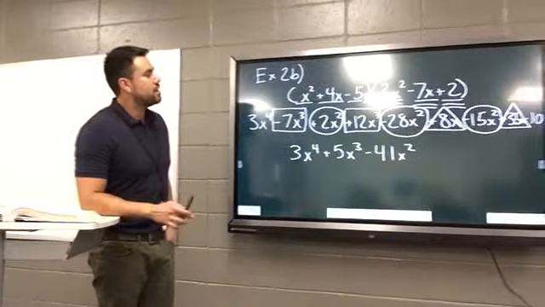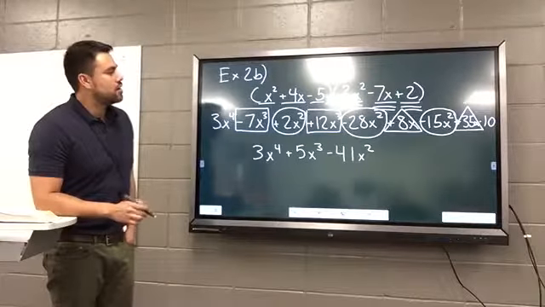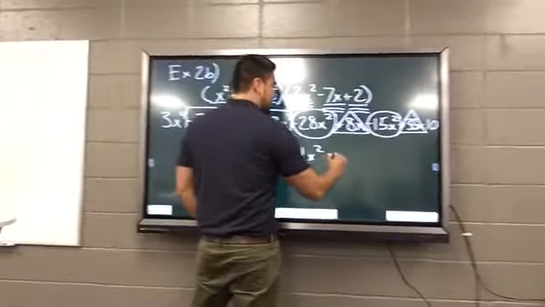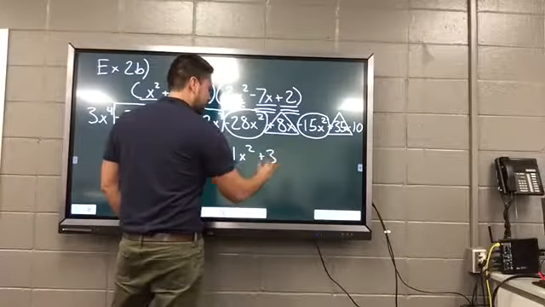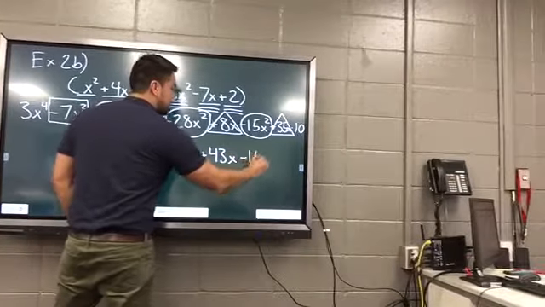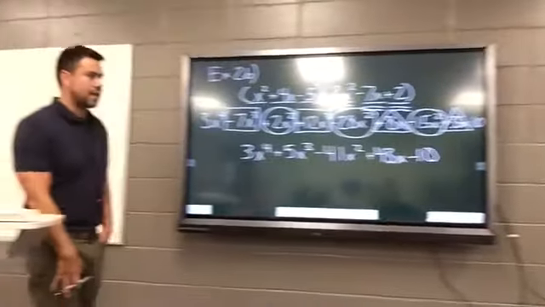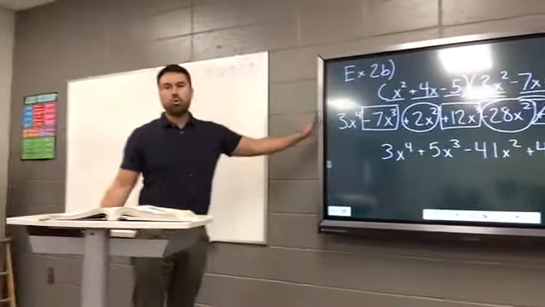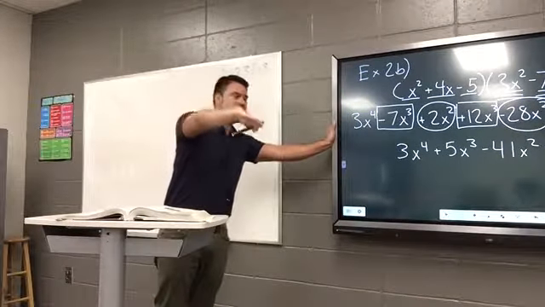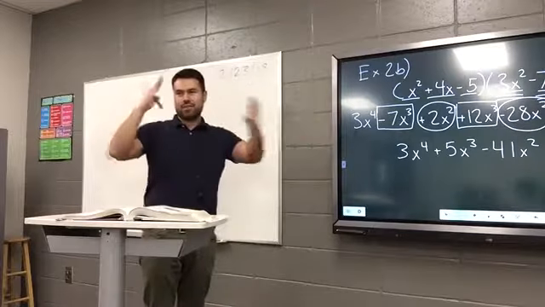And yeah, 35x and 8x, positive both. So positive 43x, and then that minus 10 has no like term, so you don't have to add it with anything. What order is this written in? Descending order according to the power of x.